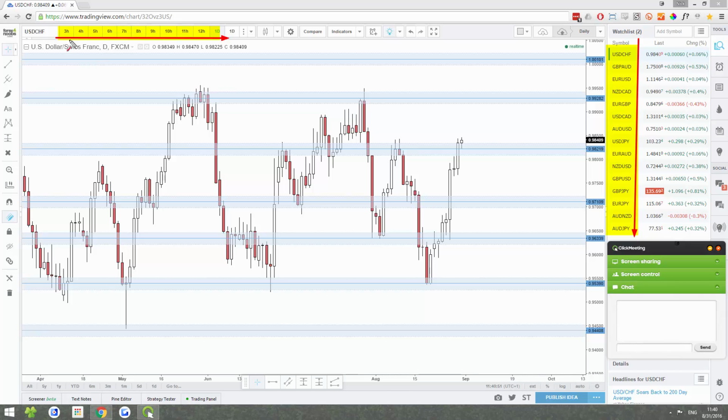One important thing about time frames, I don't trade all of these time frames. I trade the 3 hour, the 4 hour, the 6 hour, the 8 hour, the 12 hour, and the daily. These other time frames, like the 9, 10, and 11 hours, the 7 hour, and the 5 hour, they are there just for analysis purposes.